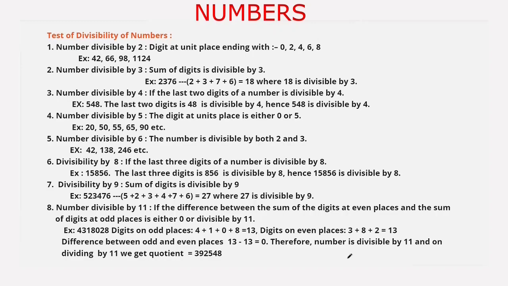And on dividing by 11, we get the quotient 392548. This way we can find the divisibility of the given number. Here it is not mentioned: the number ending with 0 is divisible by 10. Similarly, we can find the divisibility by 12. The number which is divisible by 4 and 3 is divisible by 12, and so on.